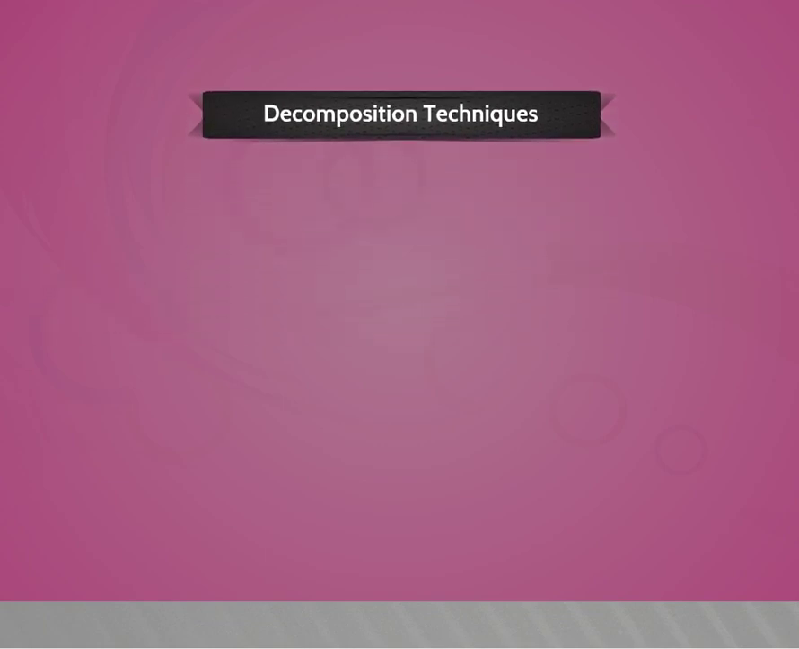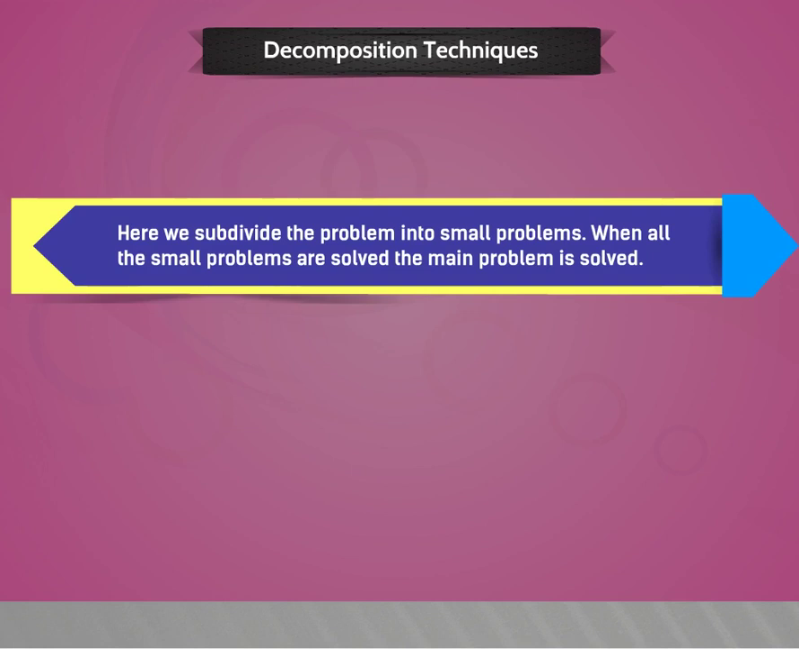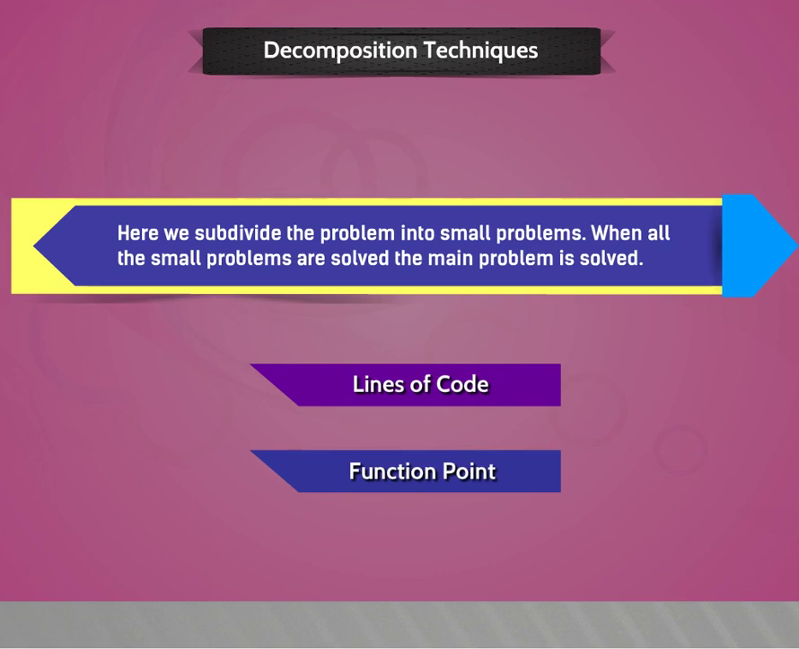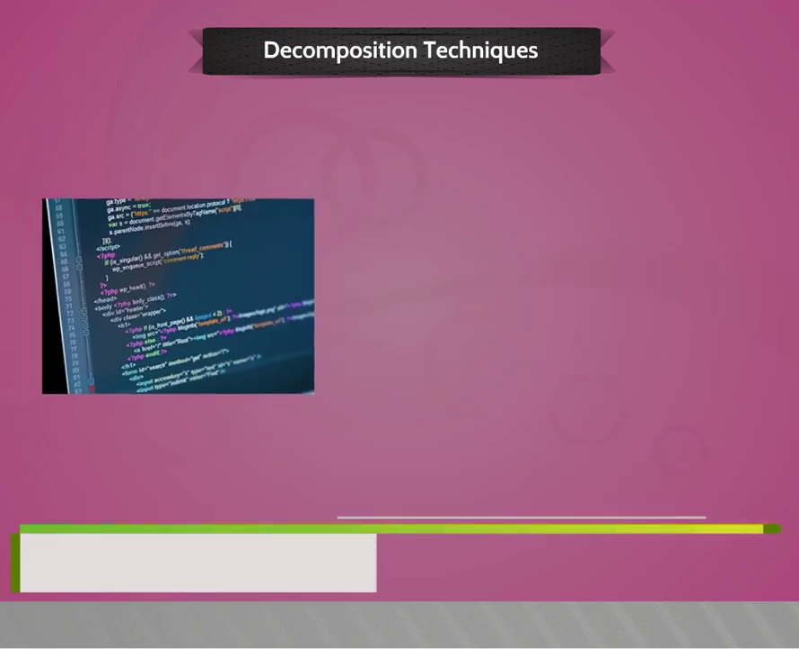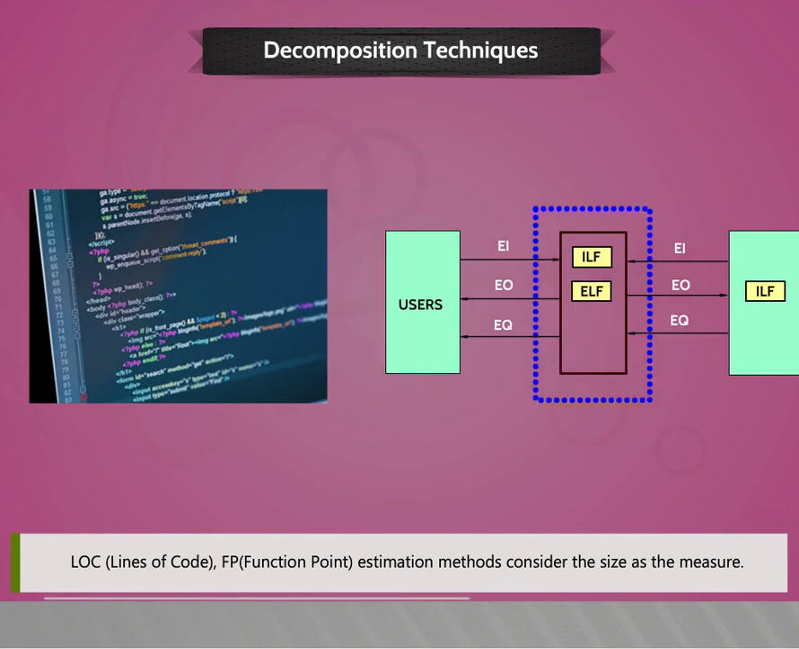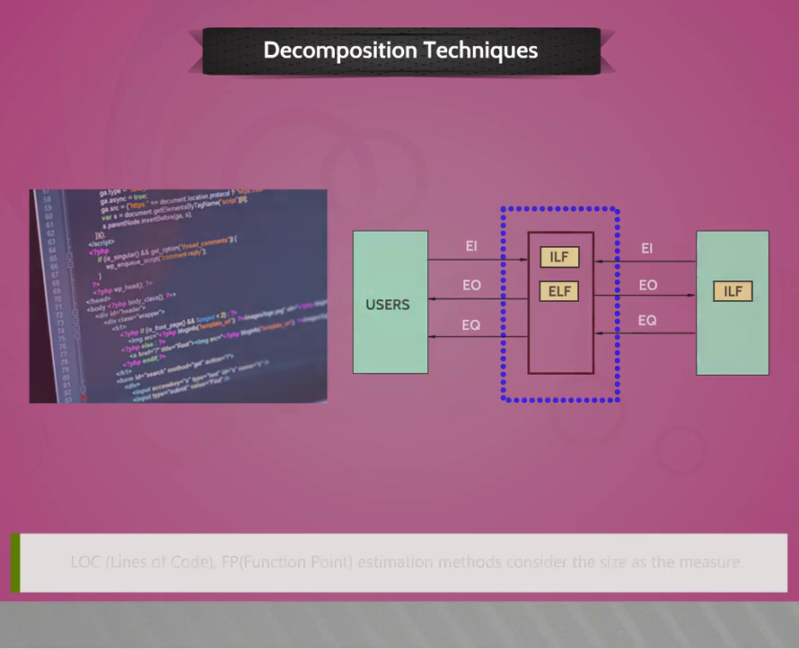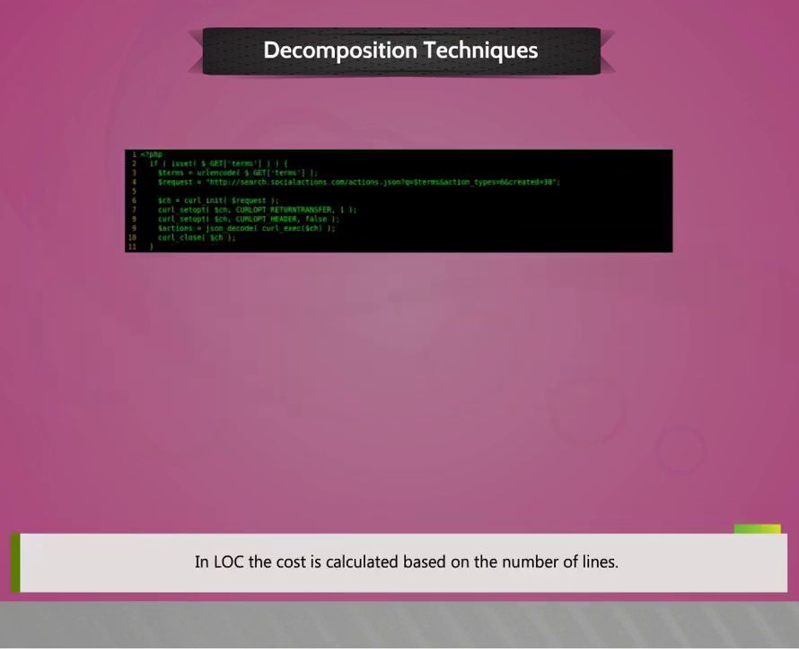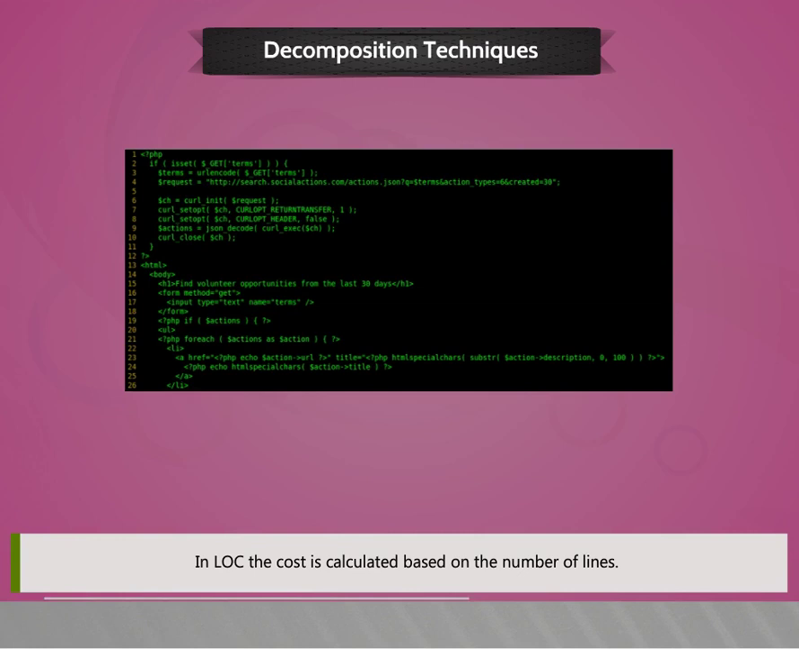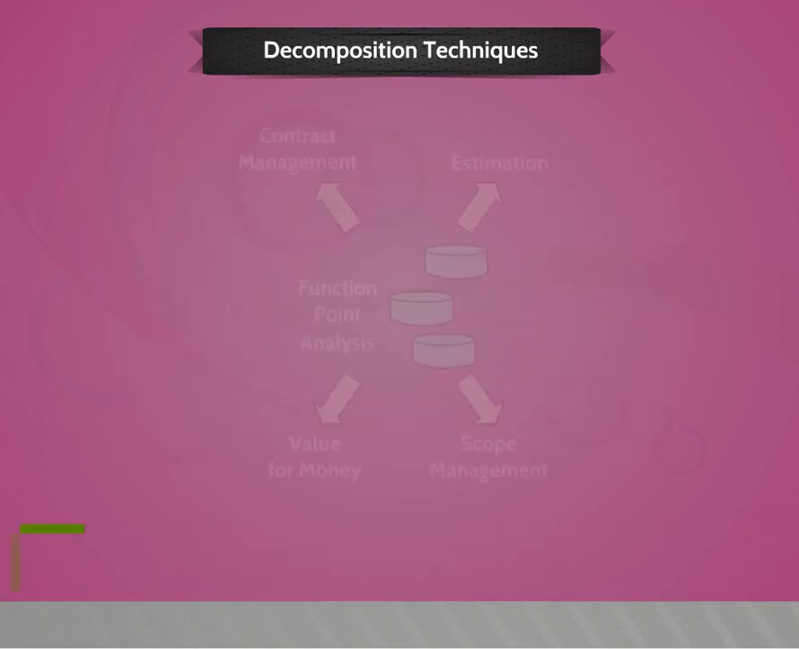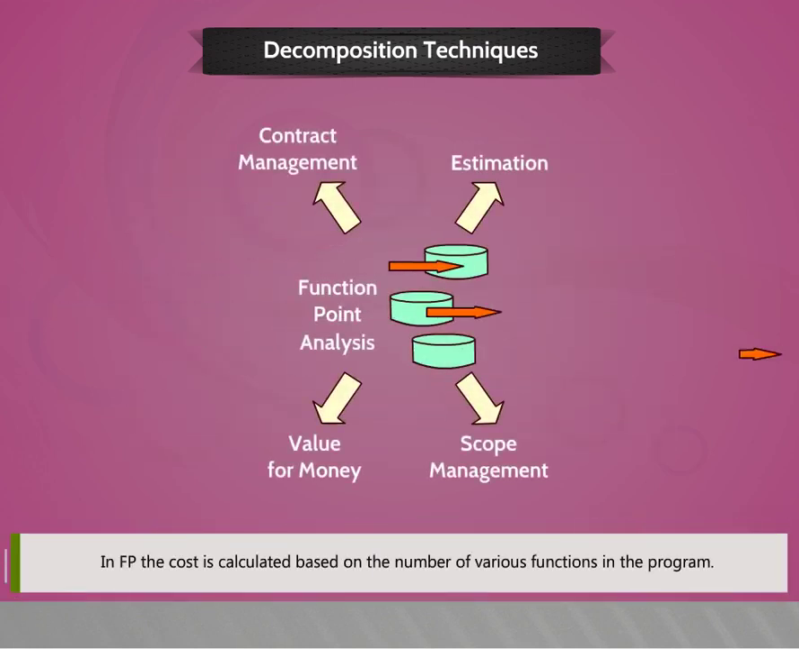Decomposition techniques. Here we subdivide the problem into small problems. When all the small problems are solved, the main problem is solved. Lines of code. Function point. LOC, lines of code. FP, function point. Estimation methods consider the size as a measure. In LOC, the cost is calculated based on the number of lines. In FP, the cost is calculated based on the number of various functions in the program.